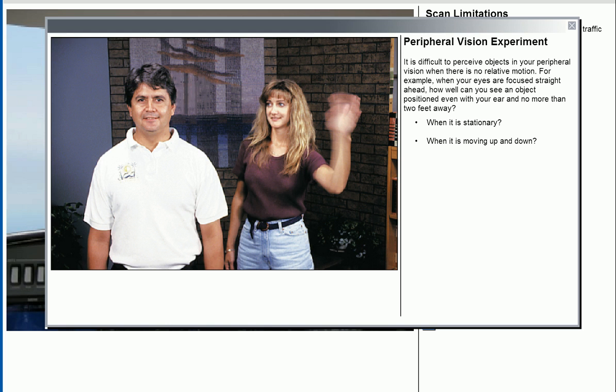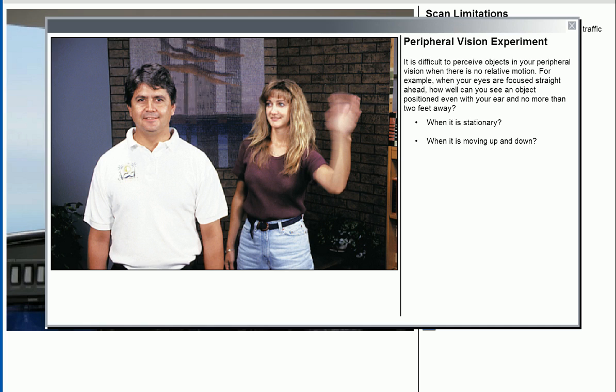When your eyes are focused straight ahead, how well can you see an object that's even with your ear and no more than 2 feet away? To discover the limitation of your peripheral vision, close your eyes and have a friend position his or her hand even with your ear and only 2 feet away. When you open your eyes, focus straight ahead.